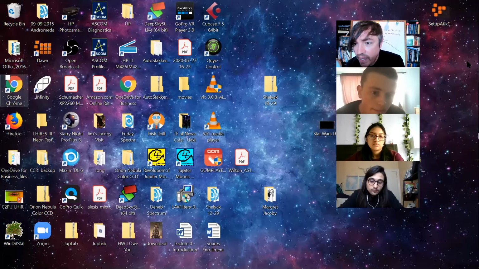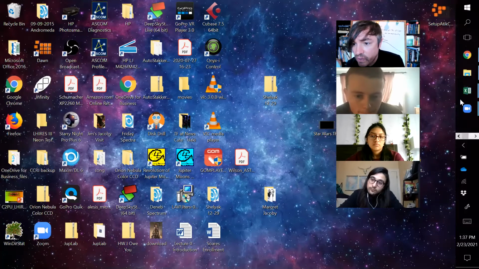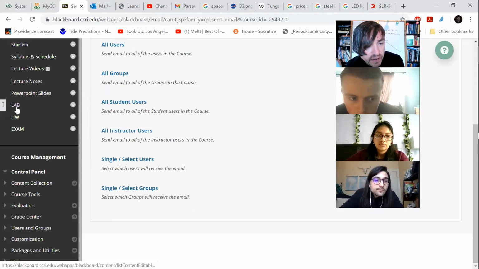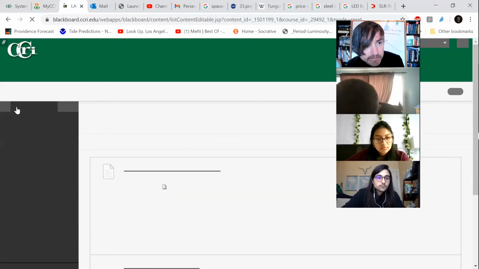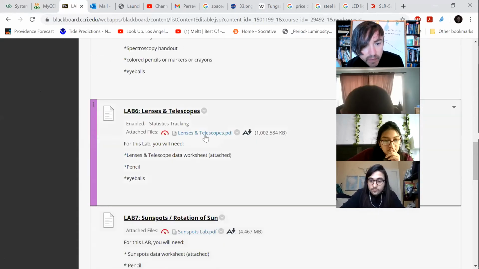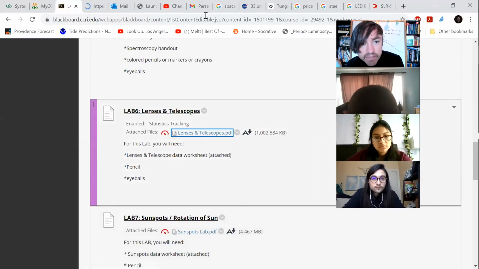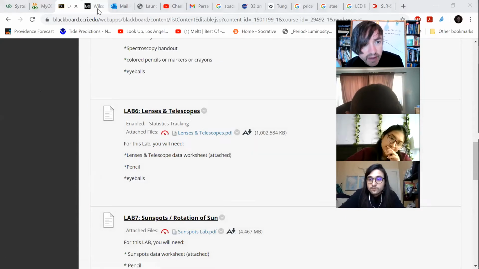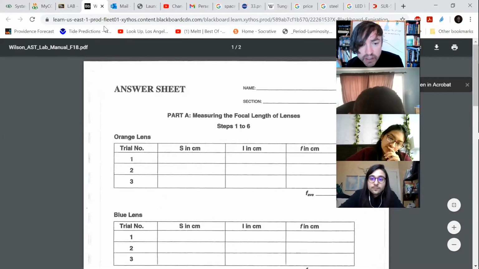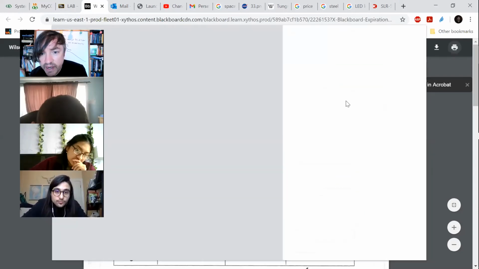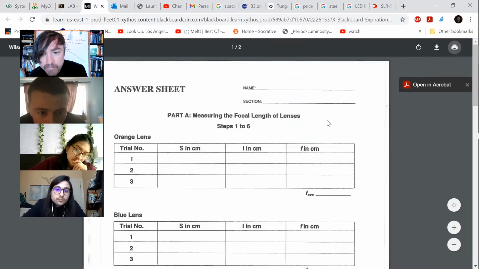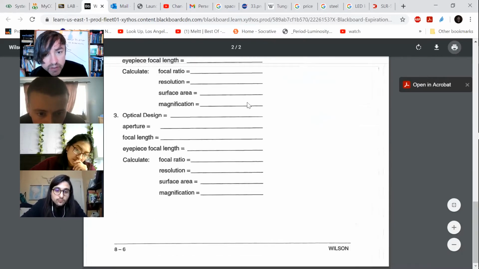Let's go ahead and find what you need to print. Go to your lenses and telescopes lab here. In this PDF, I just need one page. Let's see what I gave you. These 2 pages. So print those 2 pages. We might not end up using the second page. We'll see how fast we go. I'm going to print mine right now. So print this page and that page, okay?